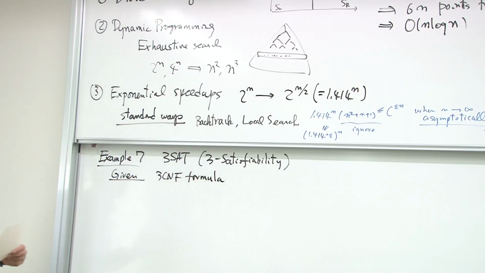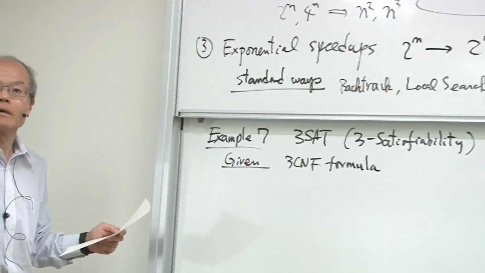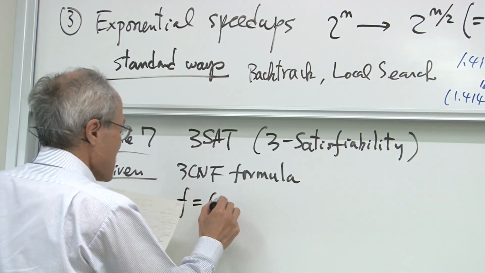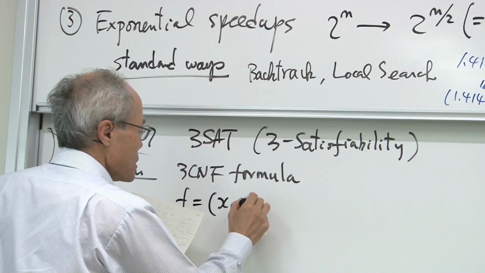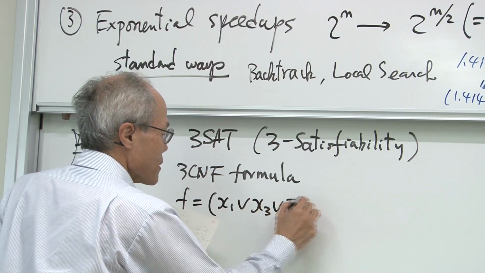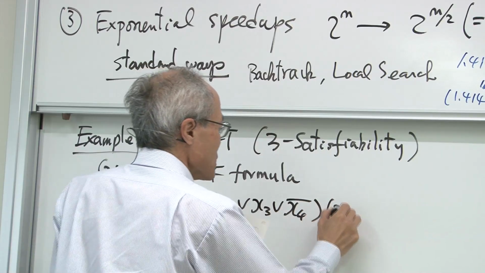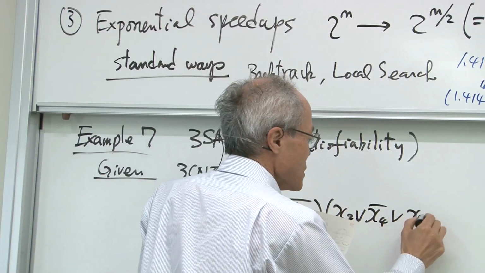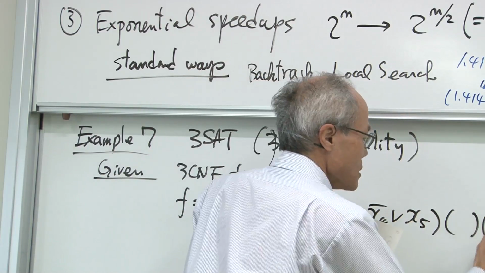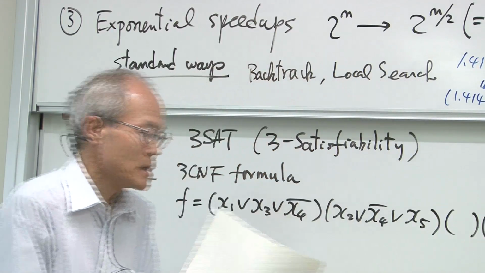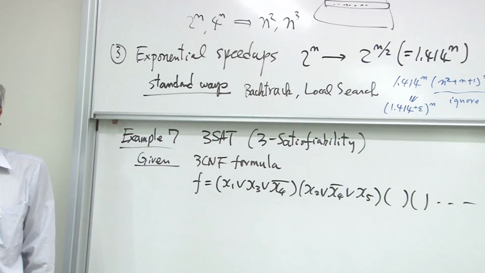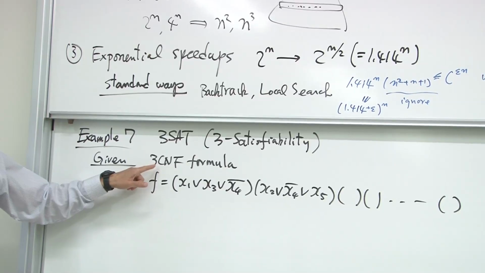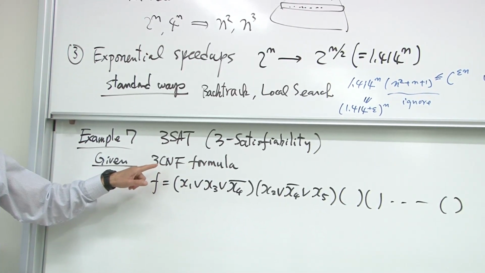What is a 3CNF formula? That's a Boolean formula that looks like this: F, x1, x3, x4, x2. So we are given a Boolean formula. It looks like this. That is called 3CNF. CNF stands for conjunctive normal form.